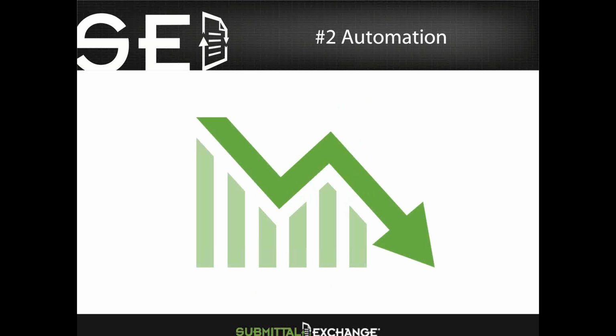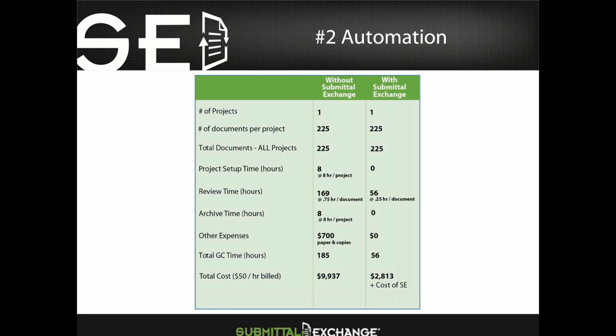However, these wasted hours can be decreased when the document review and approval process is automated and online. So let's look at how utilizing an online project communication solution can help save your organization time and money. Here is an example project showing the project cost without Submittal Exchange compared to the project cost with Submittal Exchange.